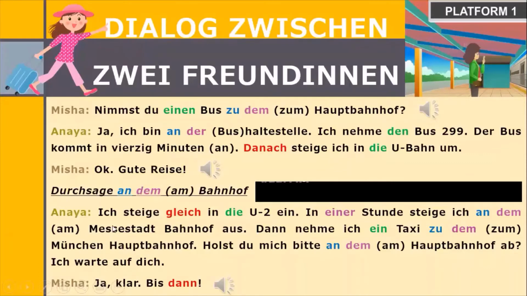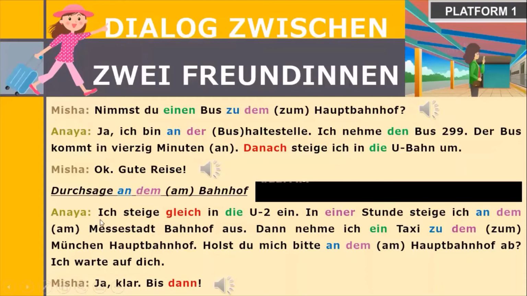From this announcement at the station, there is the underground train number 2, which is about to drive into the train's platform number 2. And this train is headed for the station of the city Messestadt.